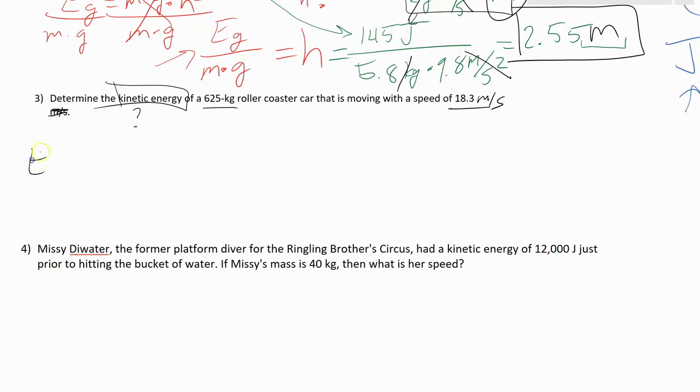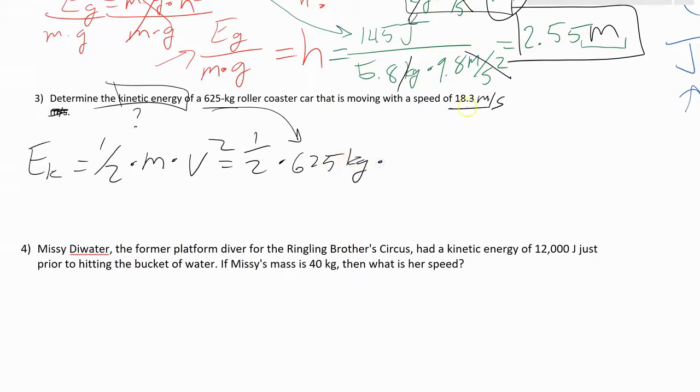And we know that kinetic energy equals 1/2 times mass times velocity squared. And I'm just going to plug everything in. I don't need to do any algebra because I'm not solving for anything other than what I'm given. So 1/2 is 1/2, nothing new there. Mass is going to be the 625 kilograms times my 18.3 meters per second. Then all that will be squared. So let me type that into my calculator.